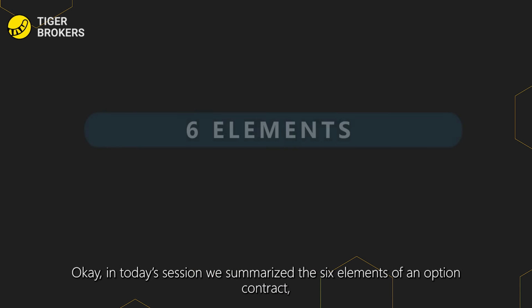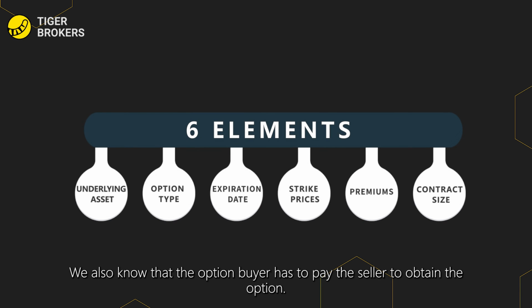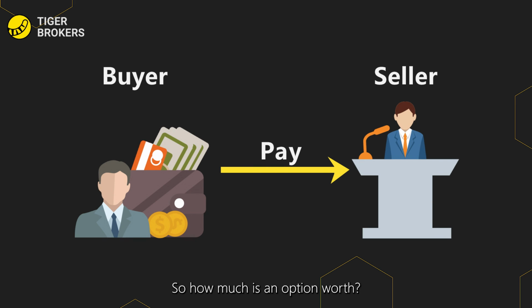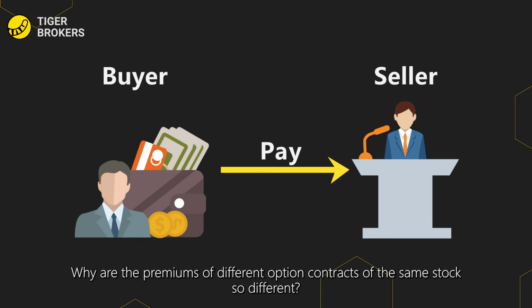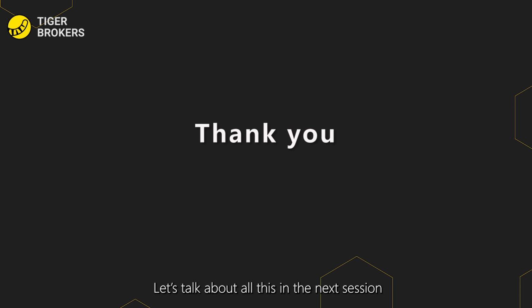Okay, in today's session, we summarized the 6 elements of an option contract. We also know that the option buyer has to pay the seller to obtain the option. So how much is an option worth? Why are the premiums of different option contracts of the same stock so different? Let's talk about all of this in the next session.